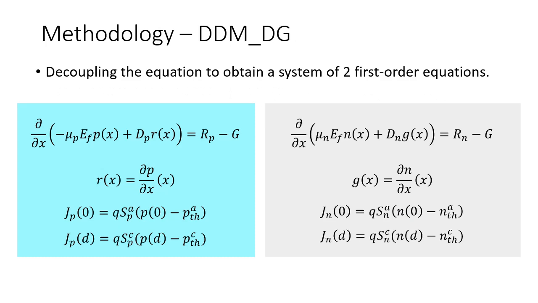Another approach for solving the simplified model was DDM-DG, in which the discontinuous Galerkin method was used. To solve the simplified model consisting of one nonlinear second-order differential equation, the hole or electron continuity equation, we first decouple the equation to obtain a system of two first-order equations by introducing the auxiliary functions r and g respectively.